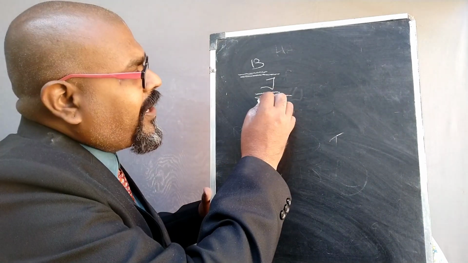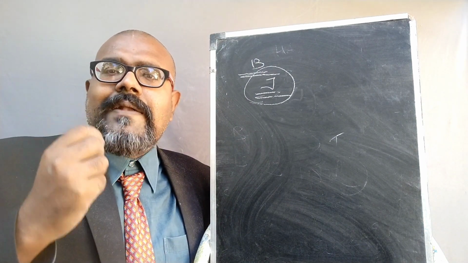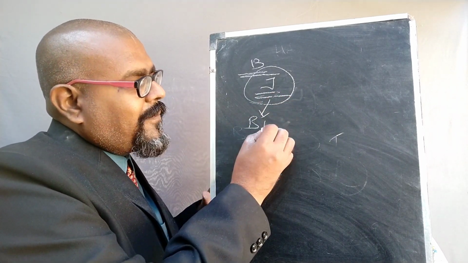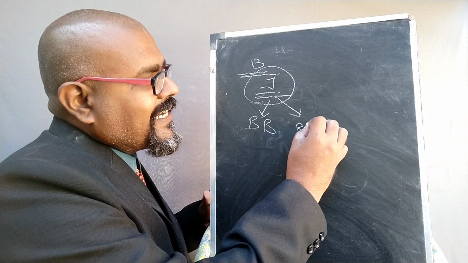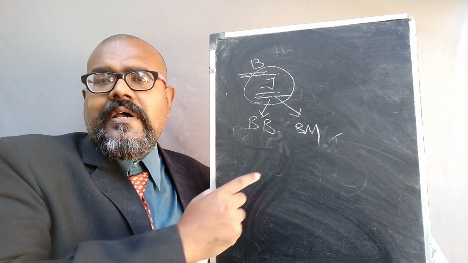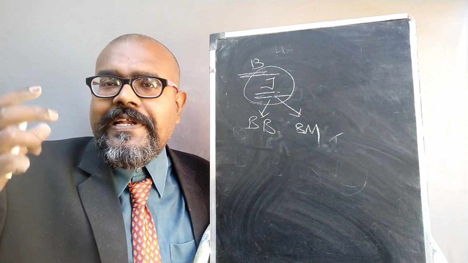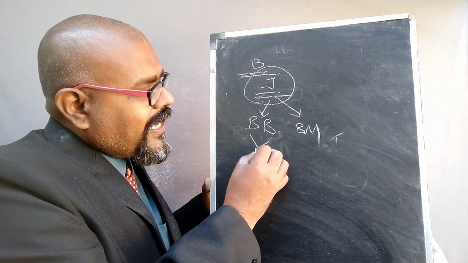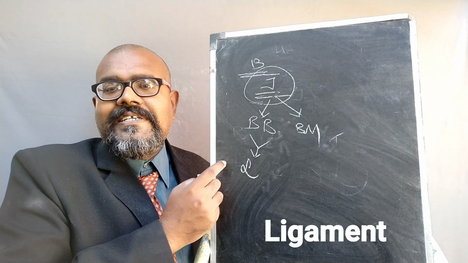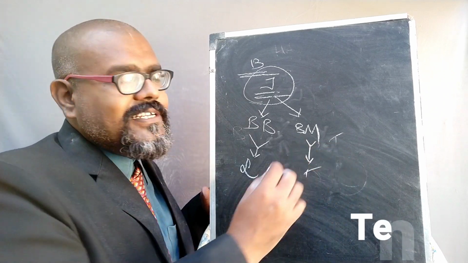According to the combination, the joints can be classified into two different things: bone and bone connection joint, and bone and muscle connection joint. Some of the bones are connected to other bones. Some of the bones are connected to muscles. These are also considered joints. The bone and bone connections are called the ligament. The bone and the muscle connection is called the tendon.